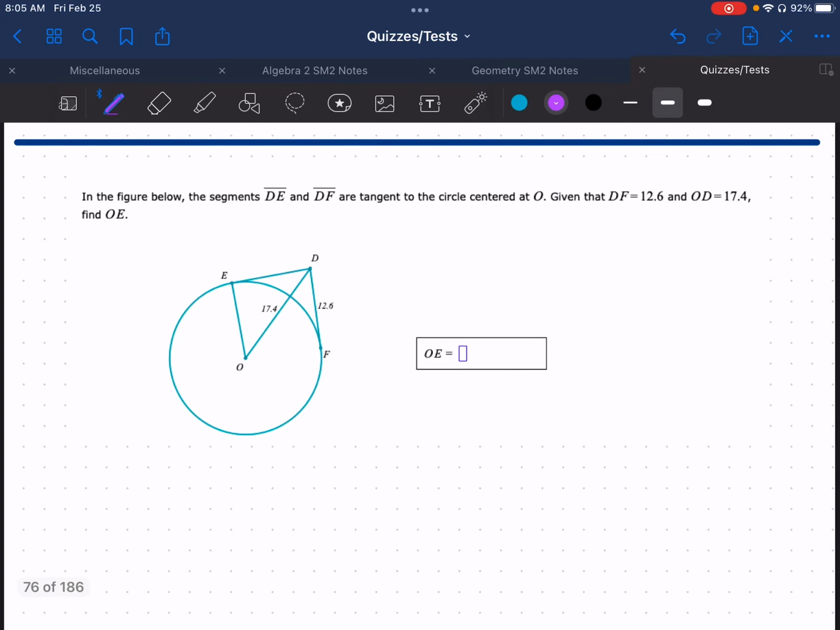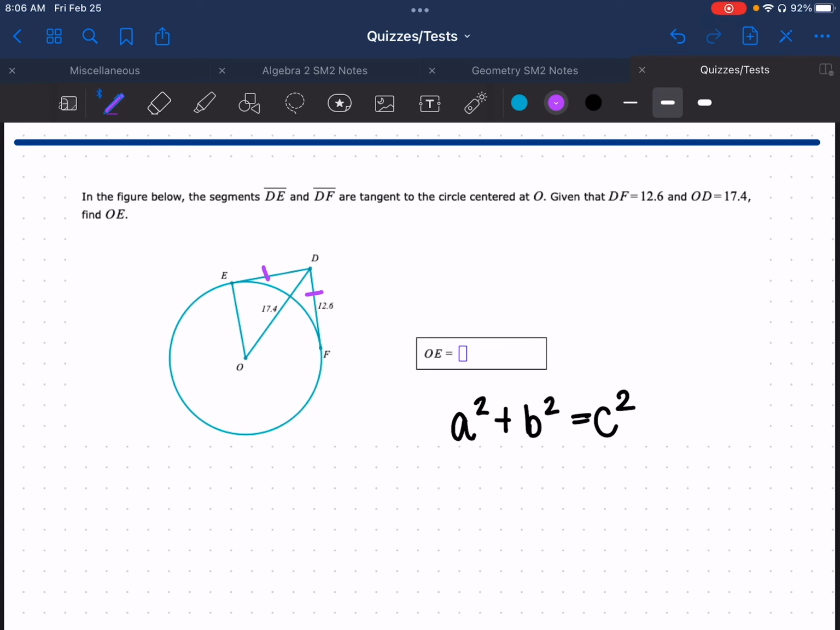All right, let's take a look at our next question. This is the question where you are going to use those theorems that we talked about in 6.1, and you are going to use the Pythagorean theorem to help you solve for the missing side that they're asking for. In the figure below, the segments DE and DF are tangent to the circle at center O. That means that those two are equal to each other.